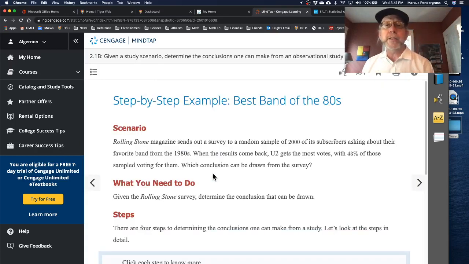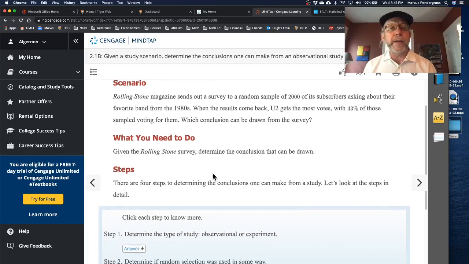I first want to look at an example of a survey that Rolling Stone magazine did about the preferences of their readers. So let's take a look. Rolling Stone sent out a survey to a random sample of 2,000 of its subscribers asking about their favorite band from the 1980s. When the results came back, U2 gets most of the votes, with 43% of those sampled voting for them. What conclusion can be drawn from this survey?